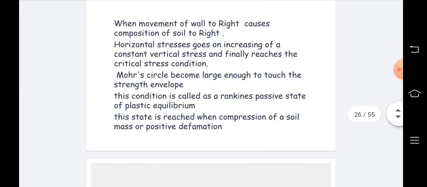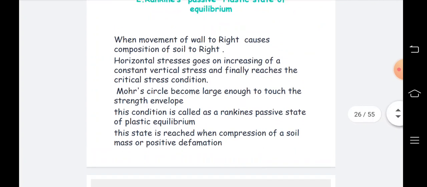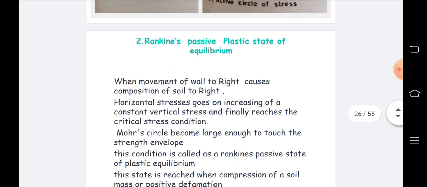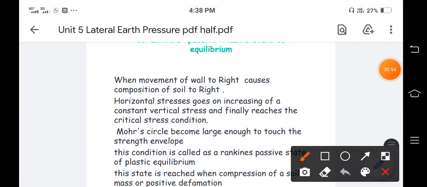So next is the passive case. It is the reverse case, in which the wall moves towards the right and causes the cohesionless soil to move towards the right. So the horizontal stresses go on increasing. In the previous case the horizontal stresses went on decreasing at a constant stress and finally reached the critical stress condition. So in the active state the horizontal stress goes on decreasing, and in the passive state the horizontal stress goes on increasing.